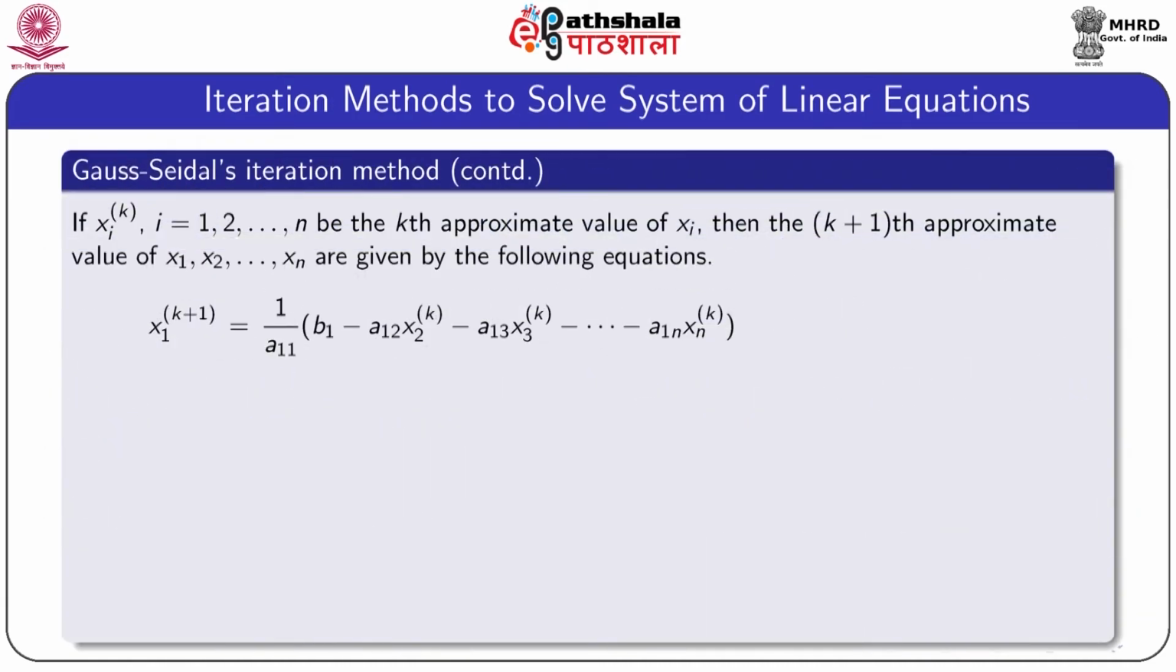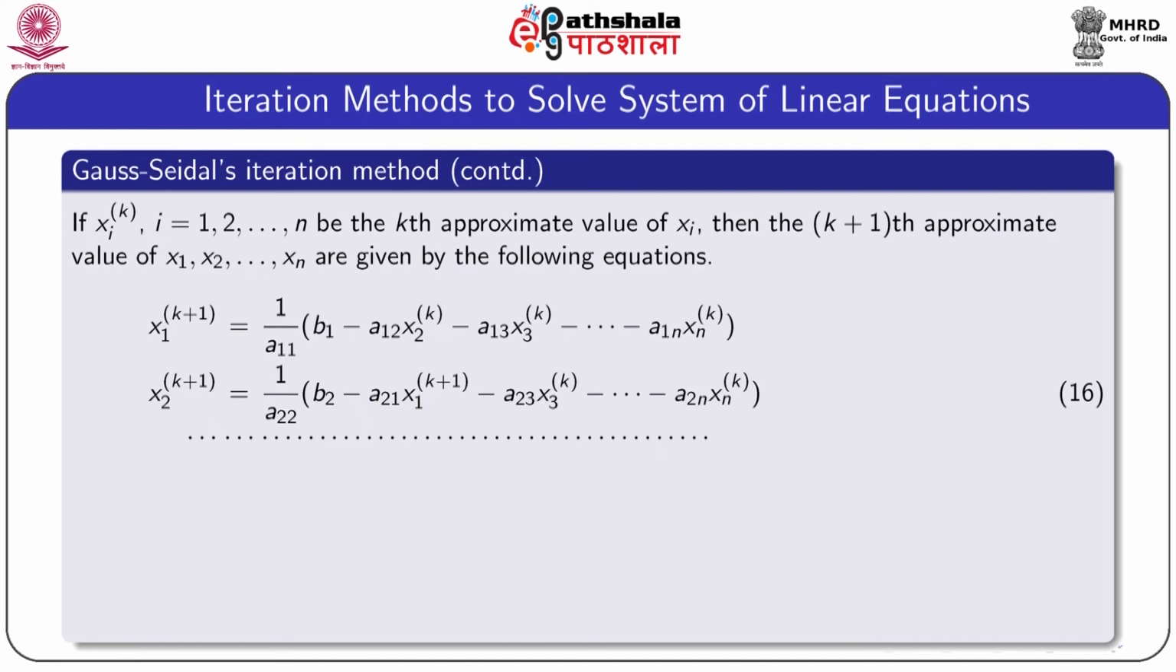If xik is the kth approximate value of the variable xi, then the k plus 1 approximate values of the variables x1, x2 up to xn are given by the following system of equations, and the first equation of the system is this one. That one is x1 k plus 1 equal to 1 by a11 into b1 minus a12 x2k minus a13 x3k minus dot dot dot minus a1n xnk. That means the kth iterated values of the variables x2, x3 up to xn are used to calculate the value of x1 at the k plus 1 stage.